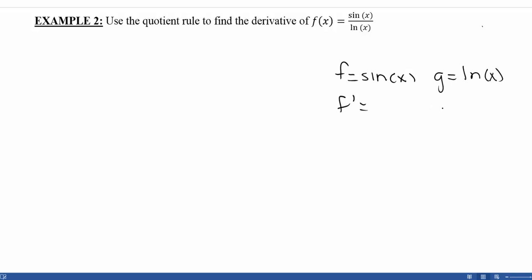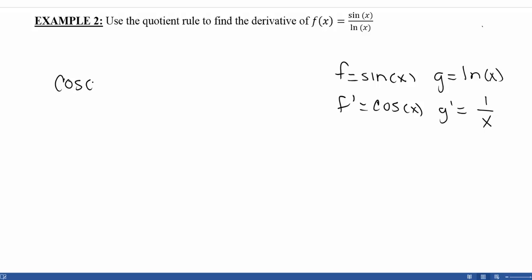Now, taking each of their respective derivatives, the derivative of sine is cosine, and the derivative of the natural log of x is 1 over x. Now I need to plug that into my quotient rule formula. So I'm going to do f prime times g.